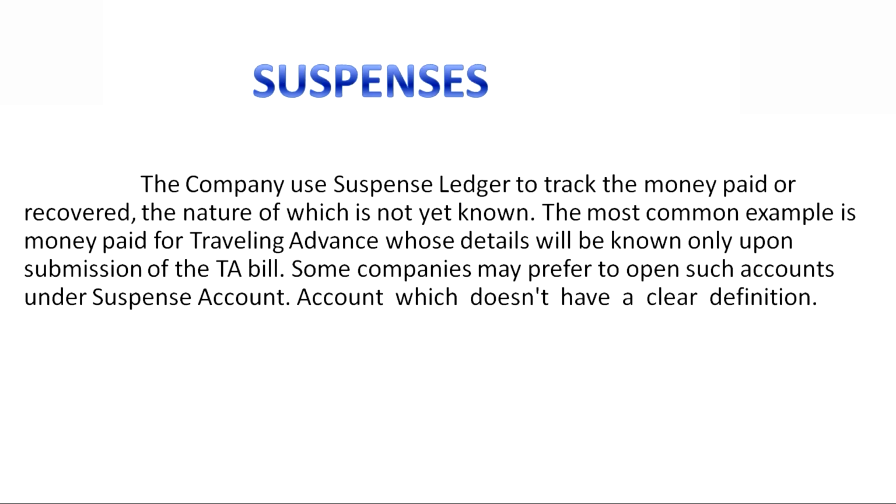Next, what do you mean by suspense? The company uses suspense ledger to track the money paid or recovered, the nature of which is not yet known. The most common example is money paid for traveling advance, whose details will be known only upon submission of the TA bill, that is, traveling allowance bill. Some companies may prefer to open such accounts under suspense account which does not have a clear definition.